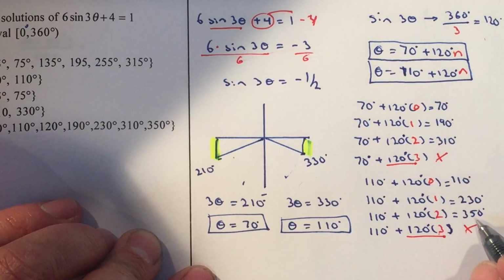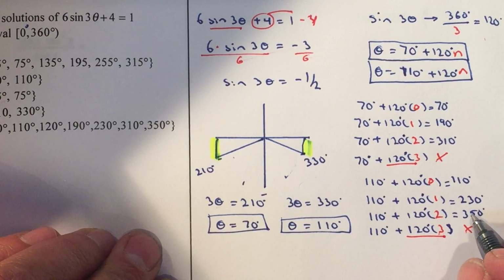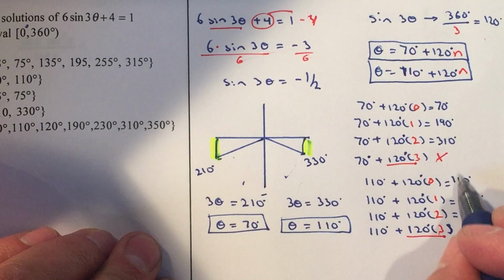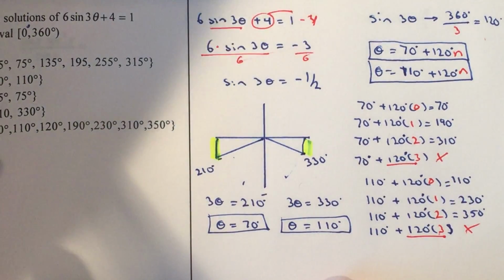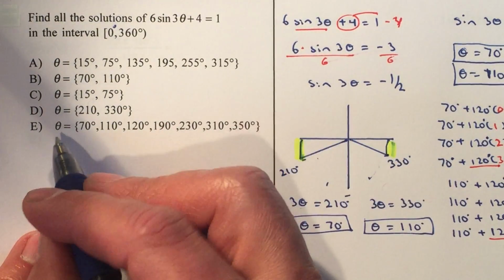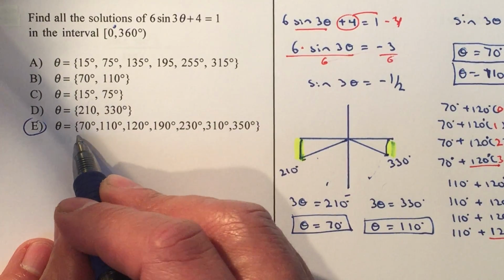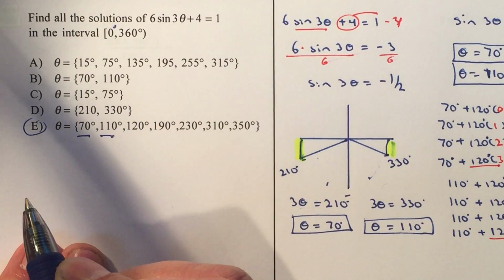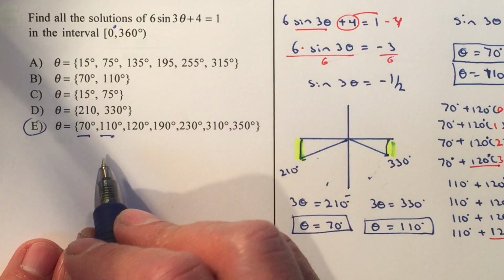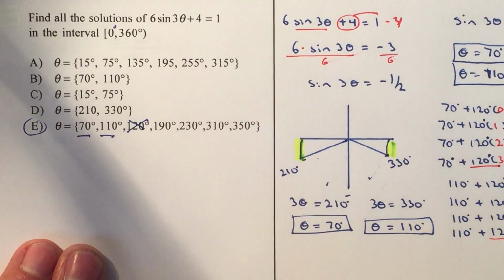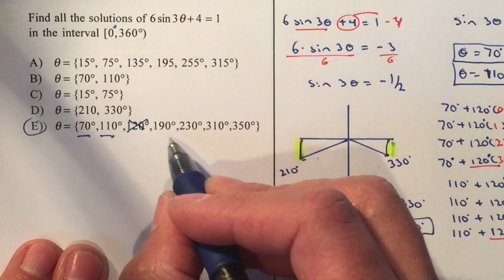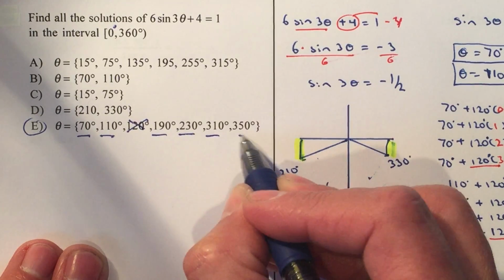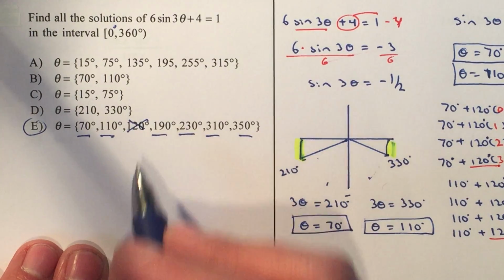So therefore we have 6 solutions. 1, 2, 3, 4, 5, 6. So your answer is letter E. 70, 110. I'm not sure where 120 came through, so just make sure you get rid of that number. We have 110, 190, 230, 310, 350. So your answer is letter E.